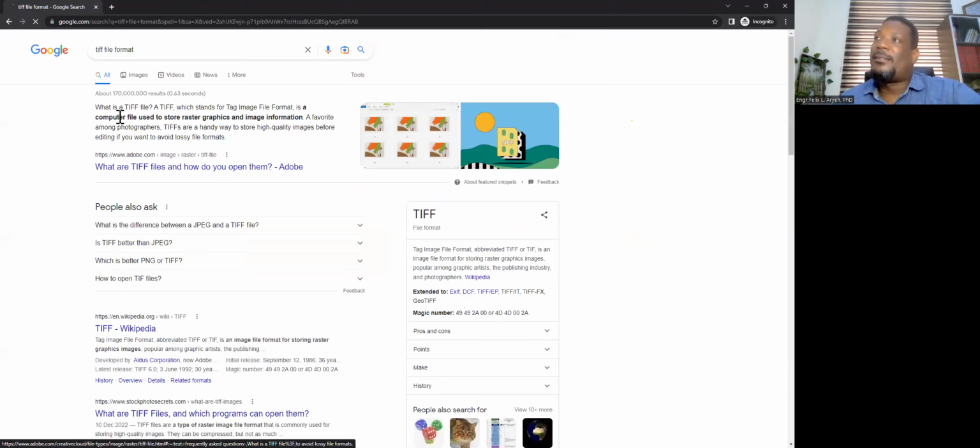So you can see from here, TIF, which stands for Tag Image File Format, is a computer file used to store raster graphics and image information. When we talk of raster graphics, they are graphics that sometimes we pixelate. When you say an image pixelates, if you take your phone and pick a picture on the phone, the moment you open the picture and you keep zooming the picture.